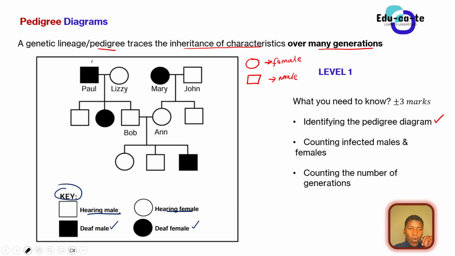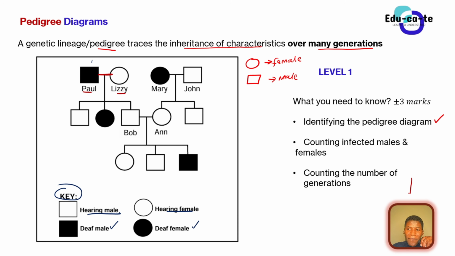Here we have Paul and we have Lizzie. Paul is a male, Lizzie is a female. If we connect these two shapes representing Paul and Lizzie with a line, it means that they are making a baby. In simple terms, they are making a baby.